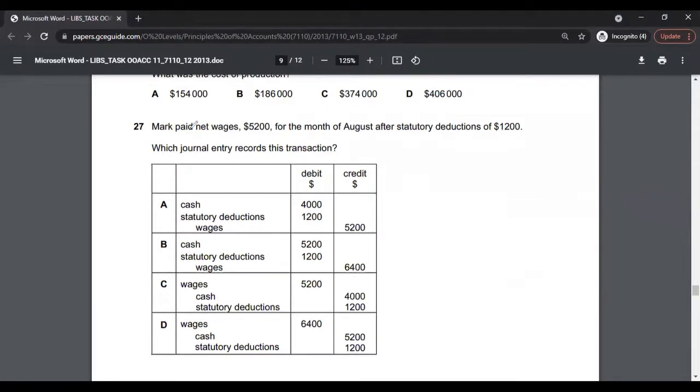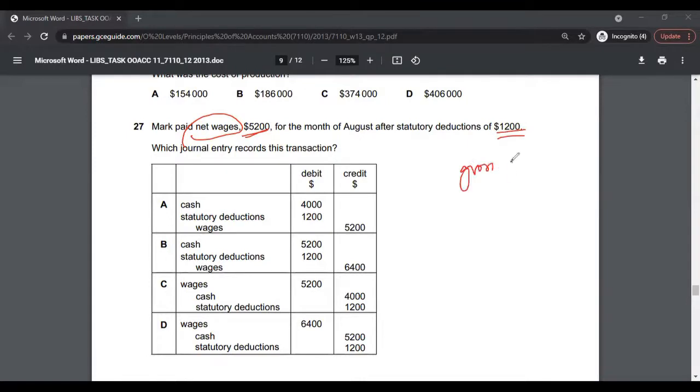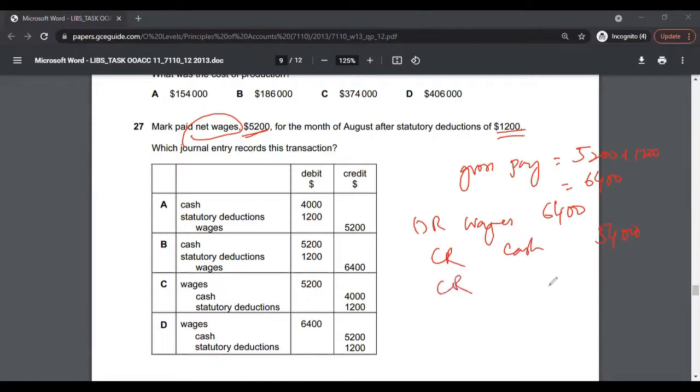Multiple choice 27. Mark paid net wages of 5,200 for the month of August after statutory deductions of 1,200. So the gross pay is going to be 5,200 plus the 1,200, which equals 6,400. So my entry should be debit wages 6,400, credit cash of 5,200, and then credit the statutory deductions of 1,200. So the answer to multiple choice 27 is option D.